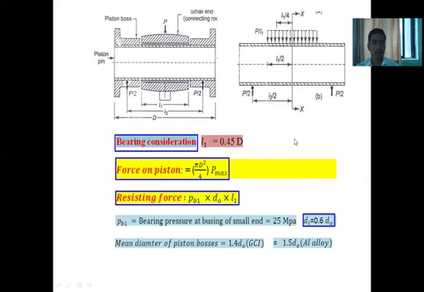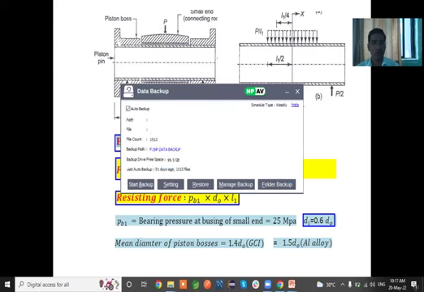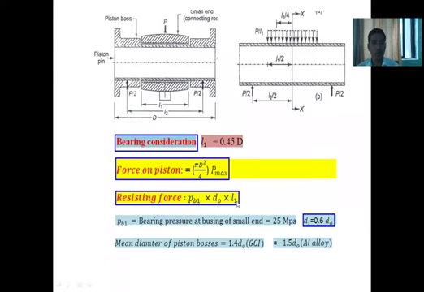Then next one is the bearing consideration. L1 is equal to 0.35 times the bore diameter. So these are the standard dimensions for the piston pin. Then the force on the piston is calculated by using the formula pi by 4 D squared into P max. Then the resisting force is calculated by using the formula Pb1 into D0 into L1. So Pb1 is nothing but the bearing pressure at the bushing of the small end, which is equal to 25 megapascal.